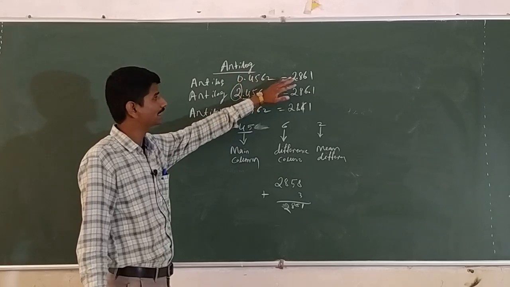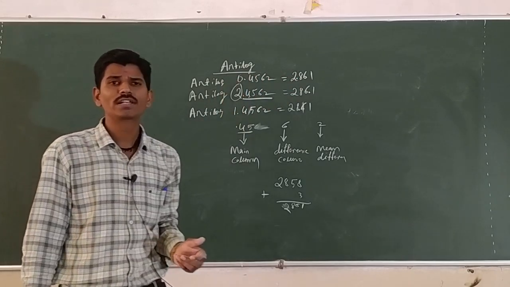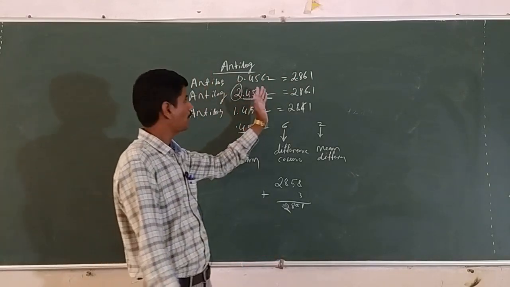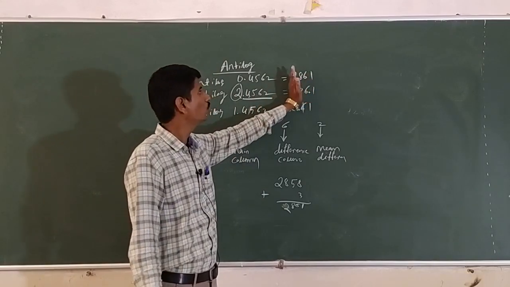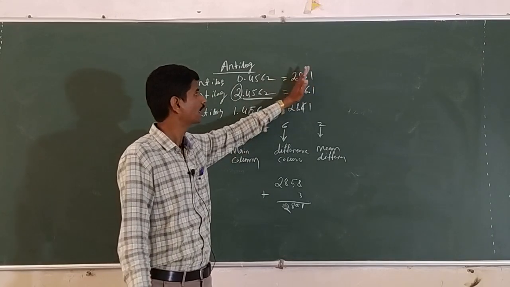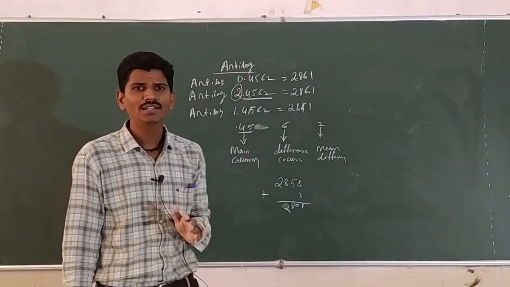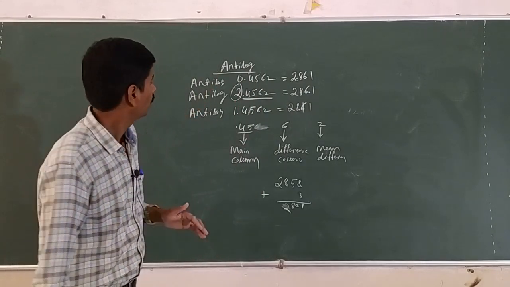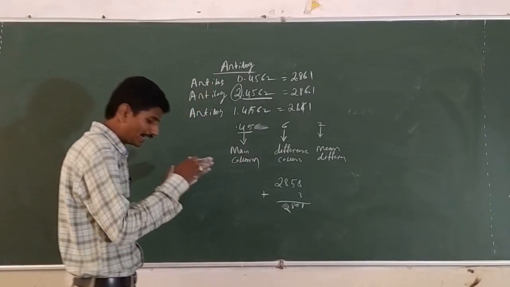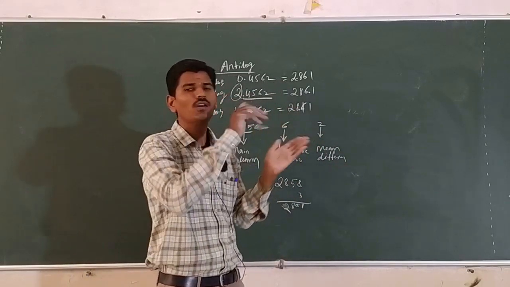Here the mantissa is the same, 2861. Here the characteristic is 3. 3 plus 1 is 4. Then put the decimal point after the fourth digit. Then you will get 2861.0. So 2861 is the answer. Okay, it is about anti-log. The anti-log is the reciprocal of the logarithm.